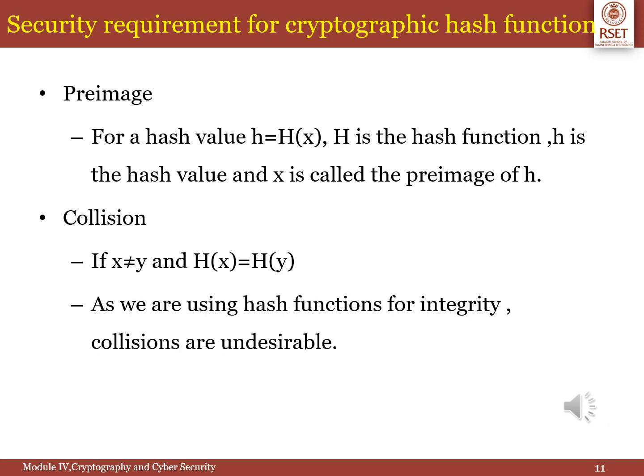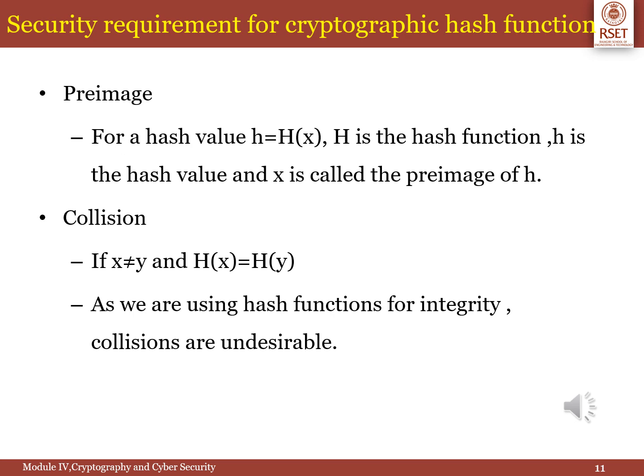Now let's look into the security requirements for cryptographic hash function. Before we go into the detail of the security requirements, we have to define two main terms. One is the pre-image, the other one is collision. Now let's look into what a pre-image is. For a hash value h equal to H of x, we say that x is the pre-image of h. That is, x is a data block whose hash value using the function capital H is h.